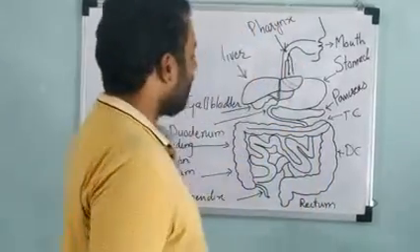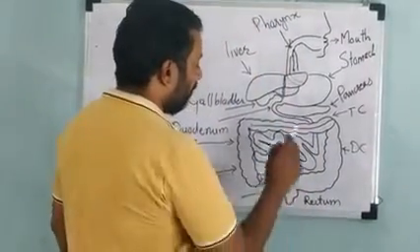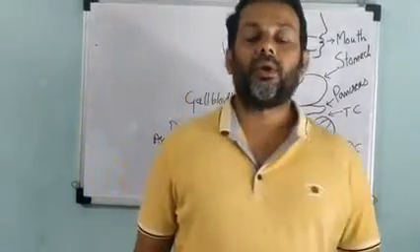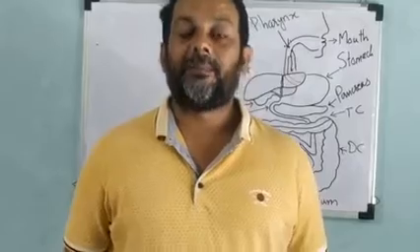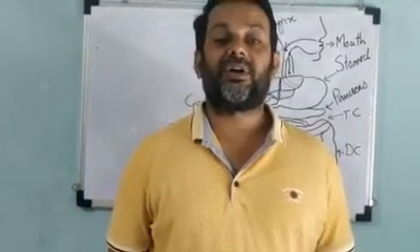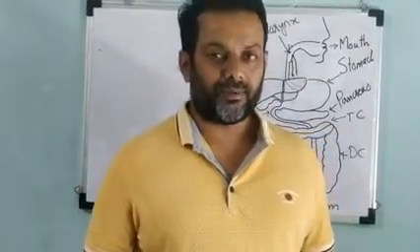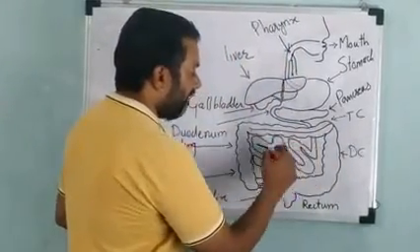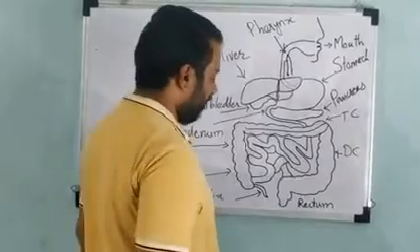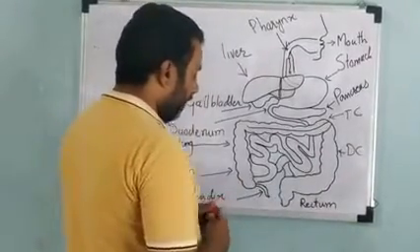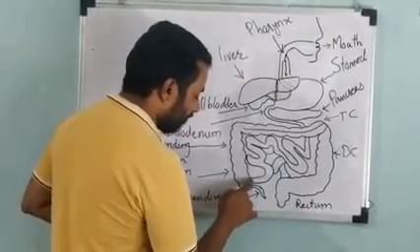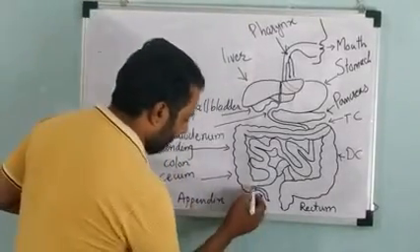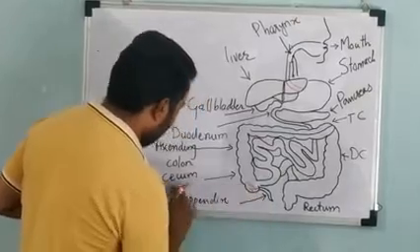Then after that the food goes through the small intestine. Remember, the small intestine is the longest part of the alimentary canal, but still it is called the small intestine because its diameter is very small. So the food will pass through the small intestine, and after the complete digestion of the food in the small intestine, the food enters the large intestine through this part. Then this lower part of the small intestine, this one, is called the cecum.